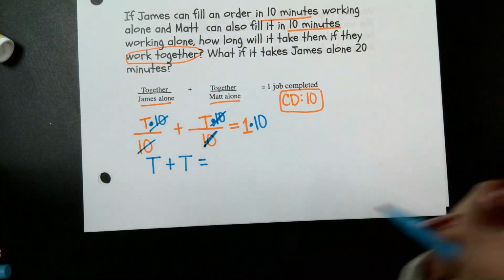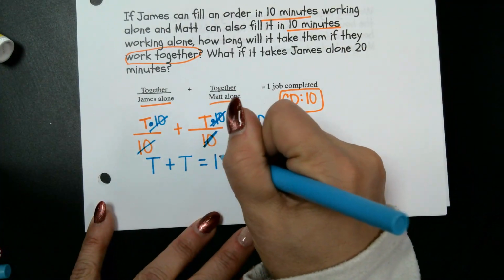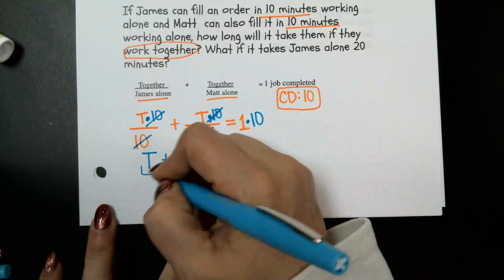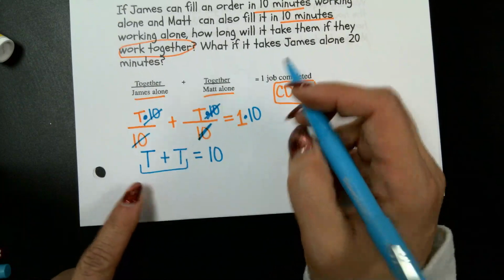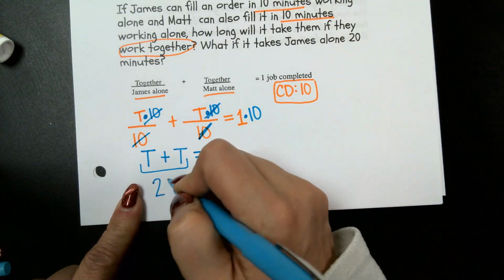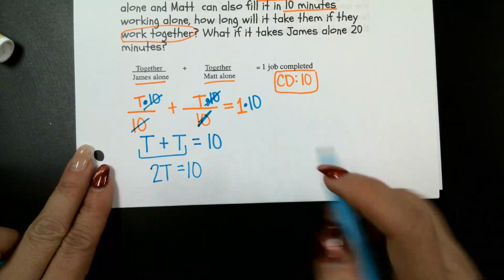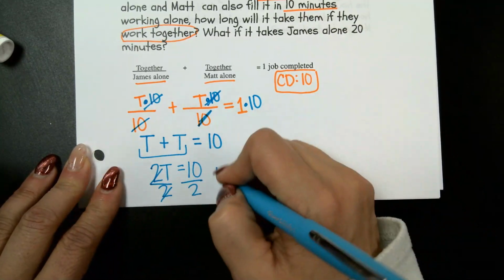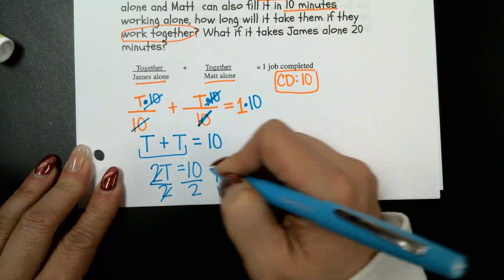Now after the equal sign, nothing cancels. It's just 1 times 10, which is 10. Much easier equation to solve. What's 1t plus 1t? No, that's if you're multiplying them. 1 plus 1 is 2t equals 10. And then what would I do to solve that? Divide by 2. So if they worked together, it would take them 5 minutes.